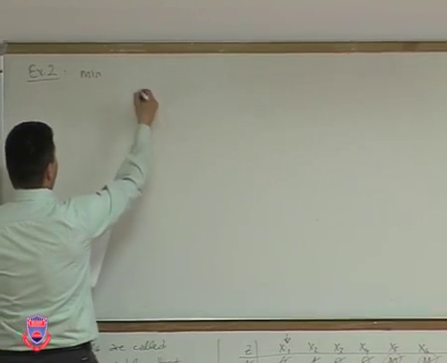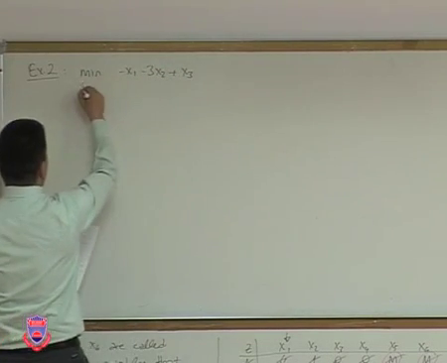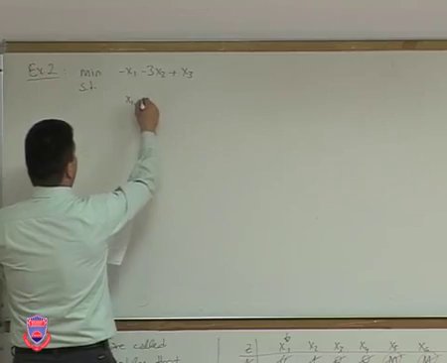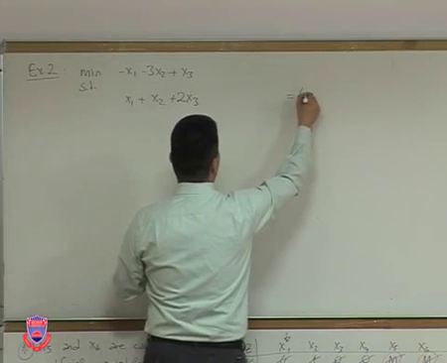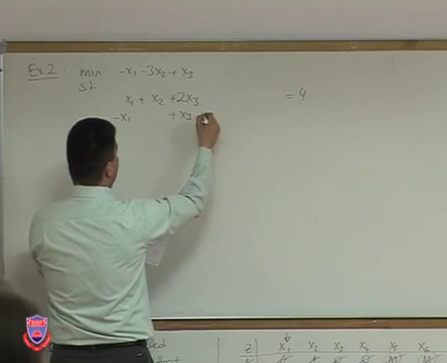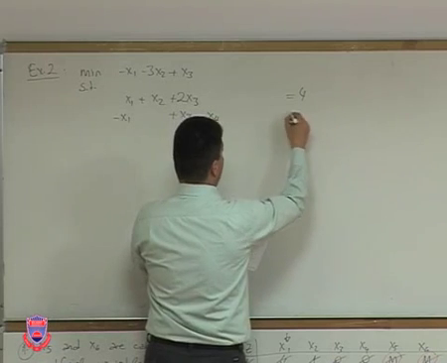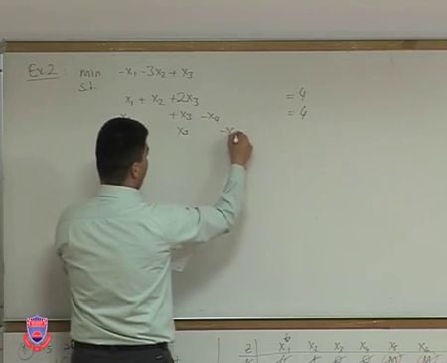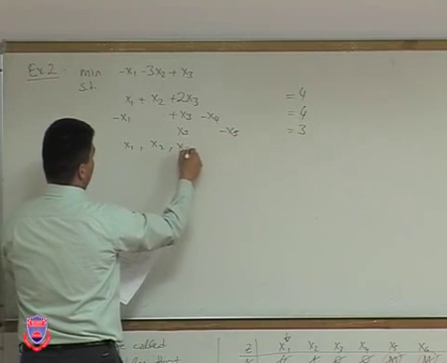So suppose that now we have a minimization problem. Minus x1, minus 3x2, plus x3, subject to x1 plus x2 plus 2x3 is equal to 4, minus x1 plus x3 minus x4 is equal to 4, and then x3 minus x5 is equal to 3. And then x1, x2, x3, x4, and x5 are all non-negative.